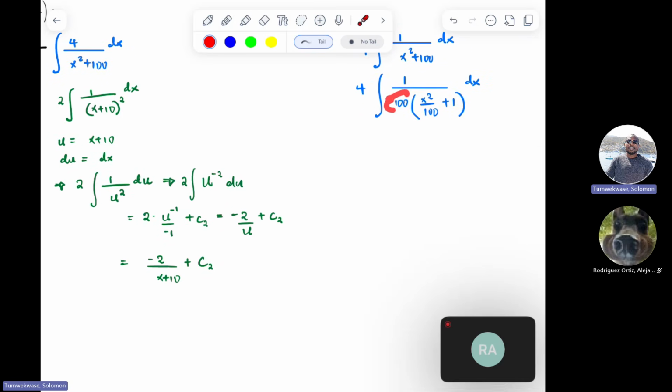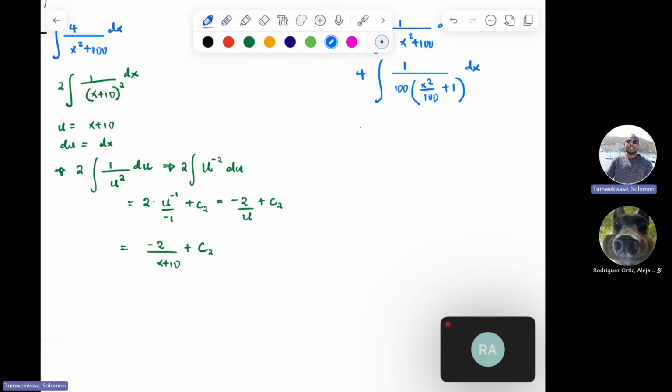Now this 100 is a constant, so it can reduce with the 4 to make 1 over 25. So 1 over 25 is a constant, and I can bring it out. Then the integral of 1 over, we have x squared over 100. I can write that as x over 10, the whole of it squared, plus 1, and then dx.